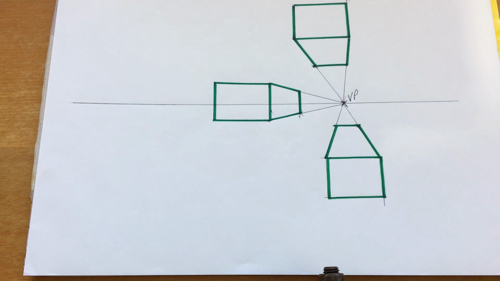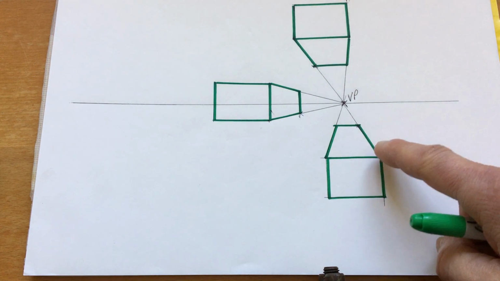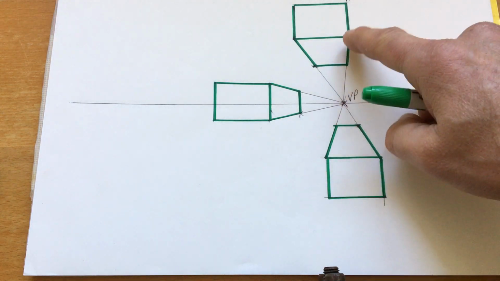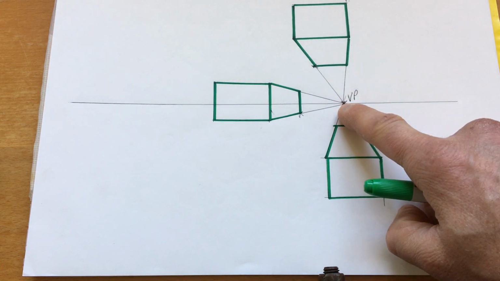Okay, this is video 2. So at the moment we've gone through and we've drawn out our cuboids around the same vanishing point here.